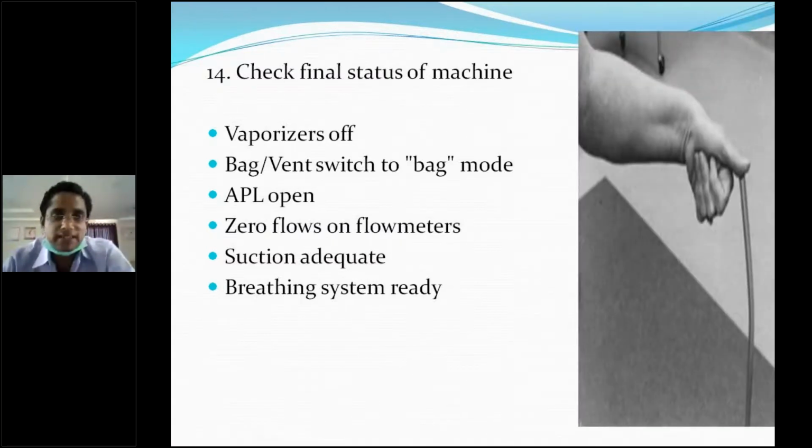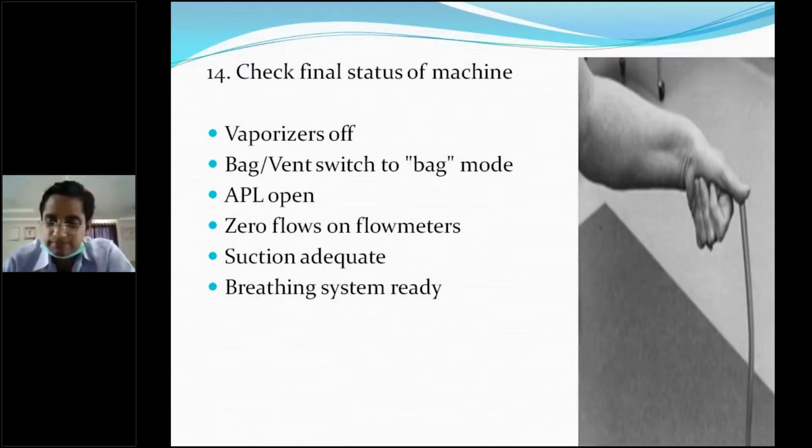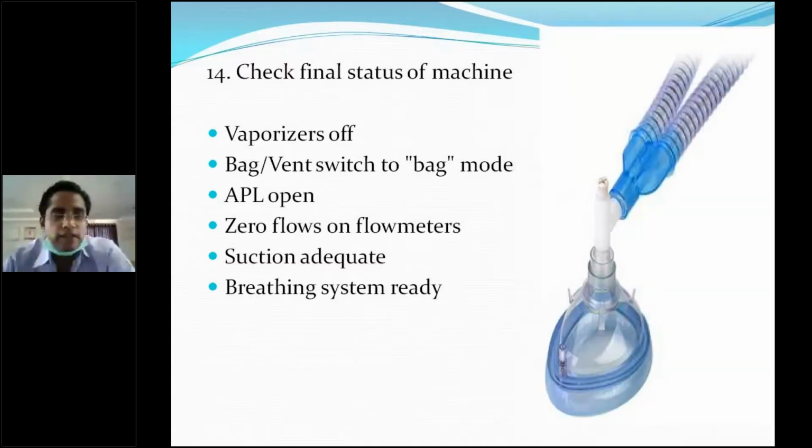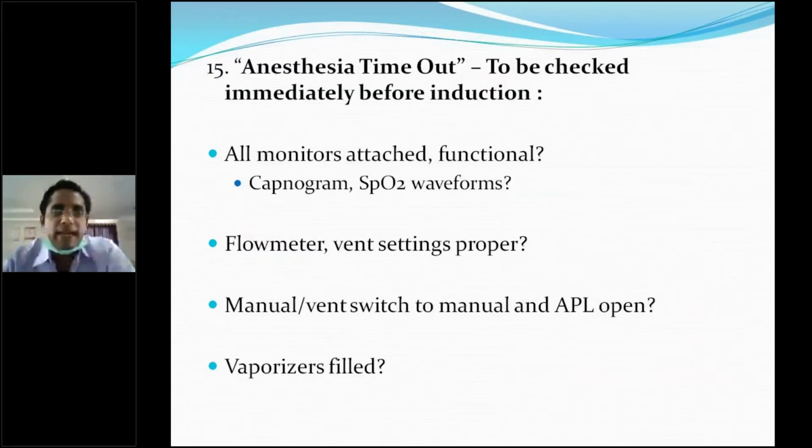You need to check whether the suction apparatus is adequate by blocking the opening with the thumb. When you block it with the thumb, the pulp of your thumb gets sucked in. It gets a negative pressure. You need to check the breathing system, whether it is ready to deliver anesthesia. And after checking this, you can see it as anesthesia timeout. That means it has been checked.